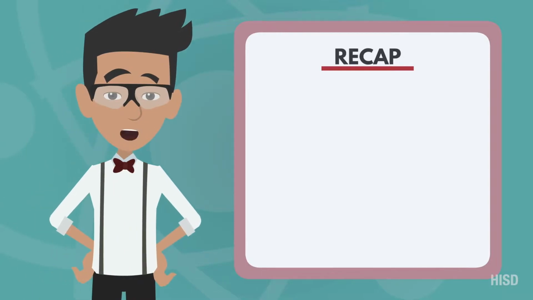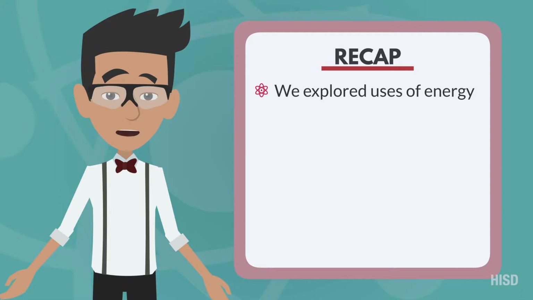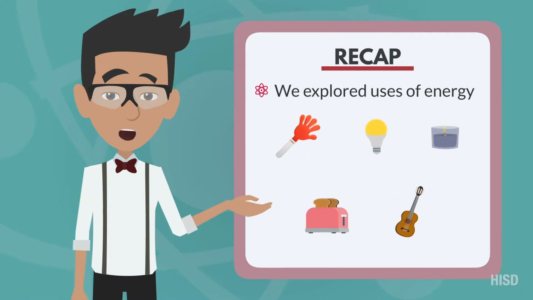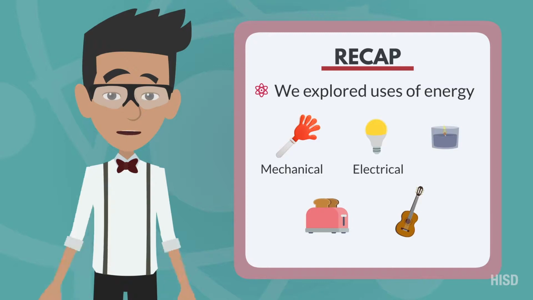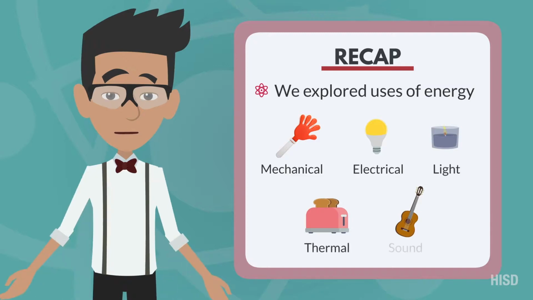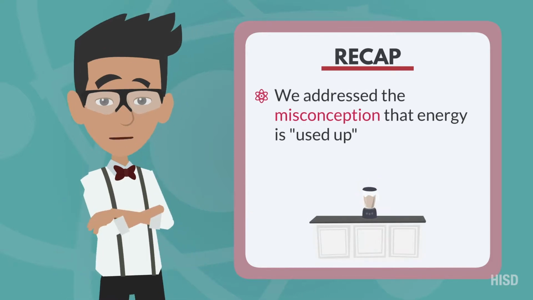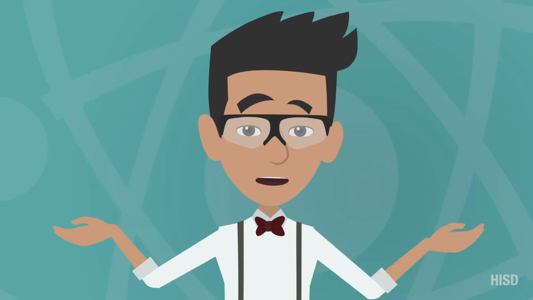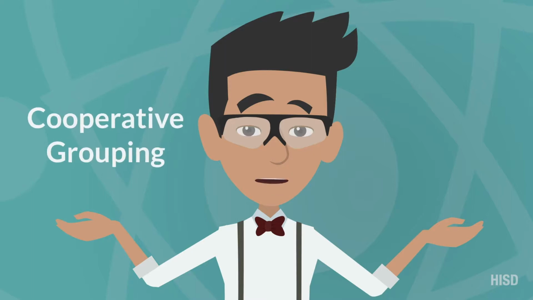Let's recap what we've just learned. We explored uses of energy by investigating ways various objects use or produce different forms of energy, including mechanical, electrical, light, thermal, and sound. And we addressed the misconception that energy is used up. Instead, it is transformed. In this video, we reviewed two HISD elementary science best practices: cooperative grouping and concept wall.